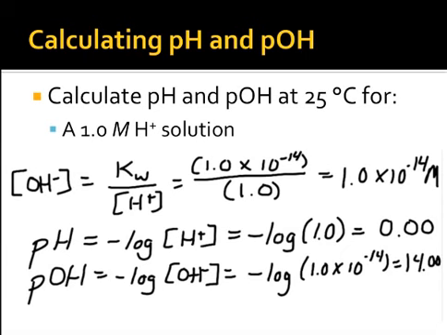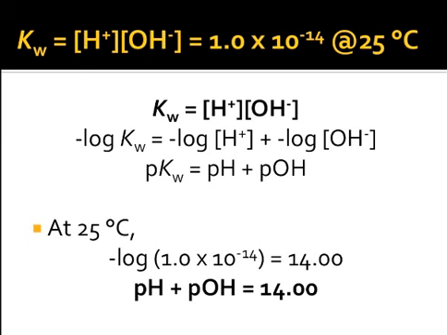Perhaps you've noticed the relationship between pH and pOH. We can derive that relationship by starting with the equilibrium expression for the autoionization of water. By taking the negative log of each side of the equation, we find that pKw is equal to pH plus pOH. At 25 degrees, the negative log of Kw is 14, so the sum of pH and pOH is always 14.00 at 25 degrees Celsius. Now that we've covered the basics of pH calculations, we can look at the pH of strong and weak acid solutions.